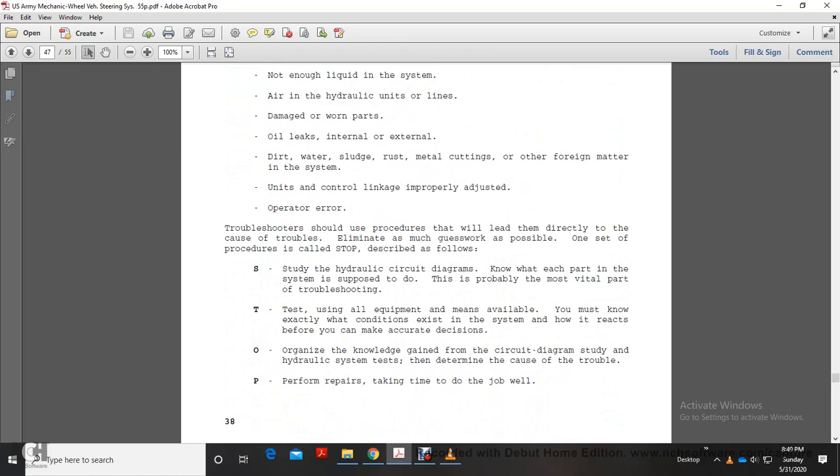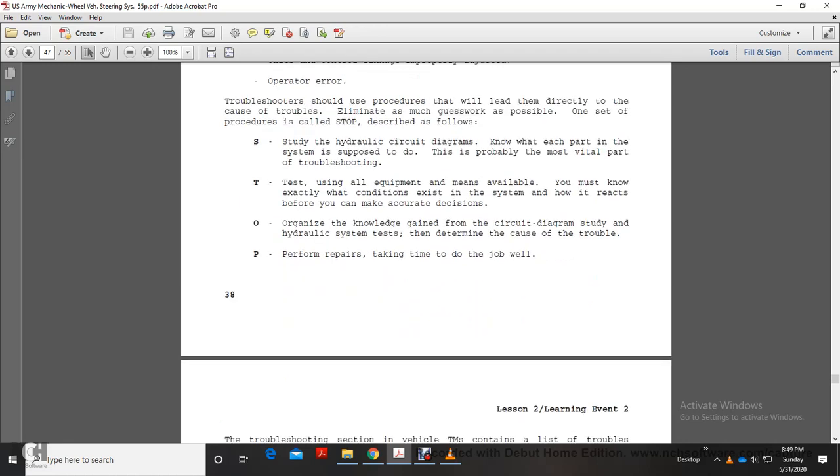Troubleshooters usually use a procedure that will lead directly to the cause of the trouble and eliminate as much guesswork as possible. One such set of procedures is called stop and is described as follows. Step A: study the hydraulic circuit diagram so you will know what each part of the system is supposed to do. This is probably the most vital part of the troubleshooting test. Use all equipment means available. You must know the exact condition that exists within the system and how it reacts before you can make an accurate decision. The organized knowledge gained from the circuit diagram study and the hydraulic system test will then determine the cause of the trouble. And step B: perform repairs, taking time to do the job well.